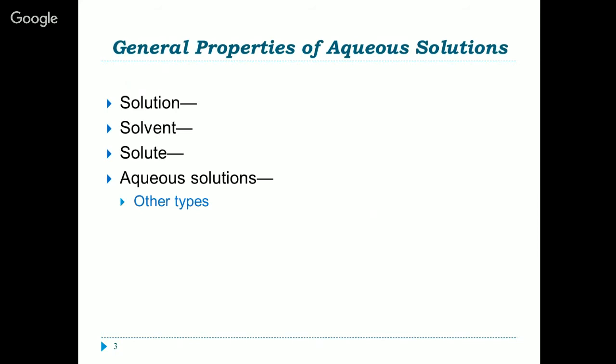So first thing we have to do is define what we're talking about in terms of solutions. A solution is a homogeneous mixture, and that means that the composition is the same throughout. So if you take a small sample of it, it's going to have the same components as the larger solution. The solvent is the substance that is doing the dissolving. So solvent means you are dissolving. The solvent dissolves. It is the component in the solution that exists in a higher amount.